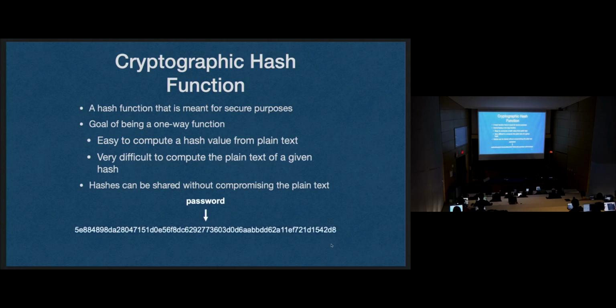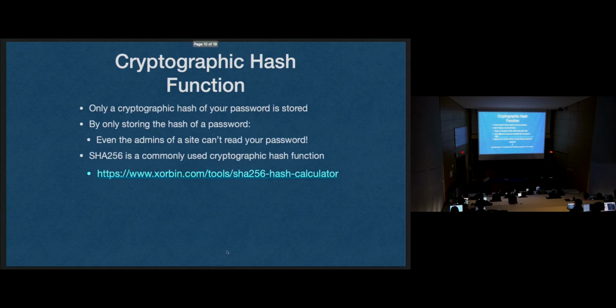But the goal is that we can't compute, compute being the key word there, the plain text, a plain text that generated it. That's what we like from our hash functions. And you can play with these. SHA-256 is the algorithm I'll use during this lecture. There's an online calculator. We can compute some hashes, which you can do to see hashes if you want.